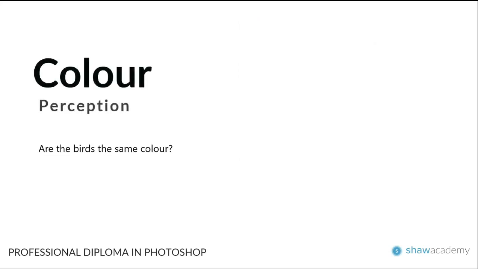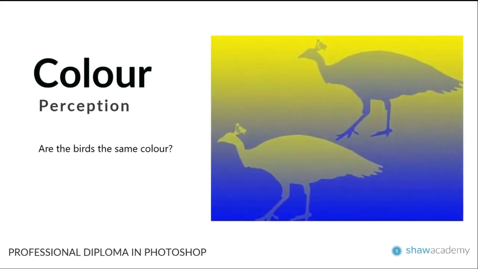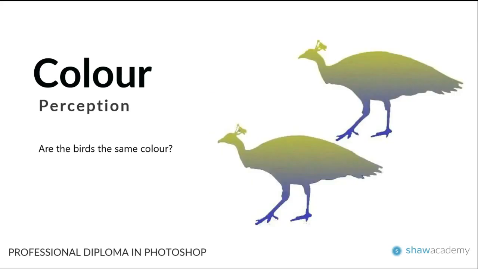So here we have two birds. And are these birds the same color? So just quick yes or no. I know the resolution's not great on the image, but are these birds the same color? Does the bird at the top appear more blue? Does the bird at the bottom appear more yellow? And if we remove the backgrounds, we can see that they are absolutely the same color.